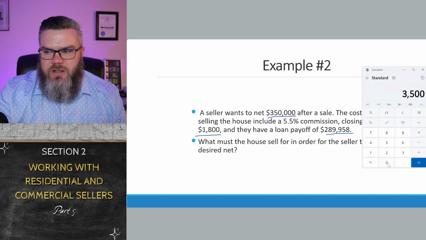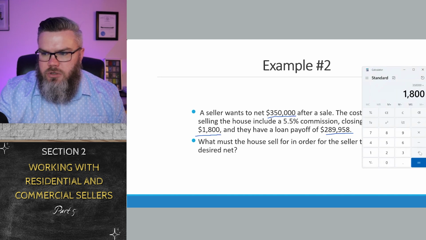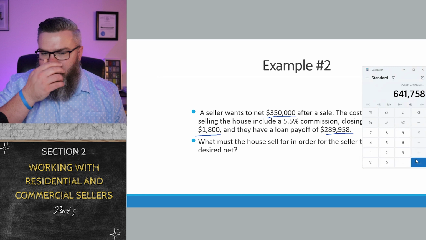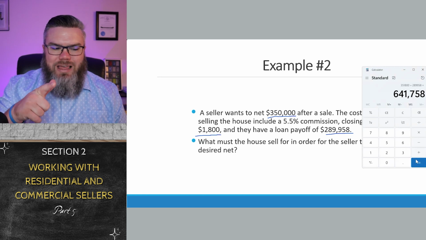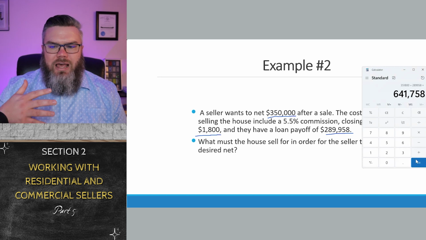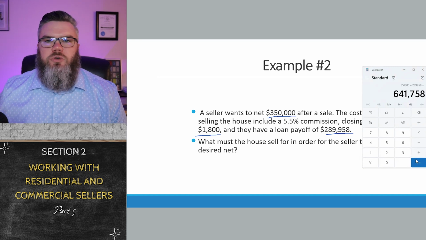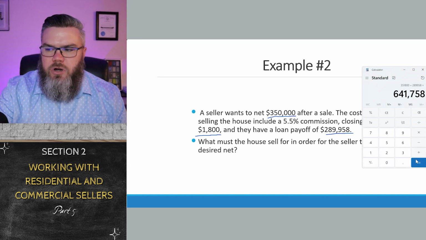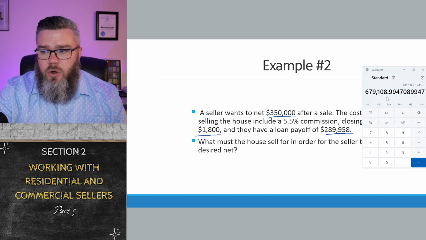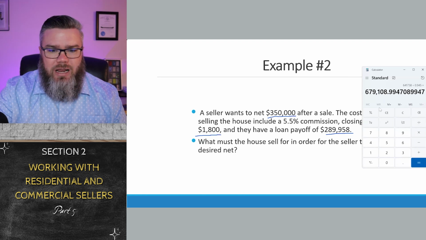So you take $350,000 plus $1,800 plus $289,958. Now that gives us a total of $641,758. Now once you get that number, you divide by what is left over from 100% after you take our commission. Well, our commission was 5.5%, and so that means we are going to divide this by 0.945, which is $679,109. 108 or 109 if you rounded.